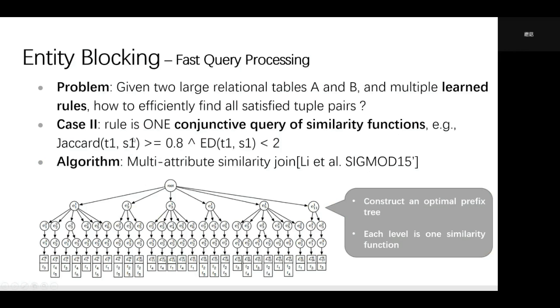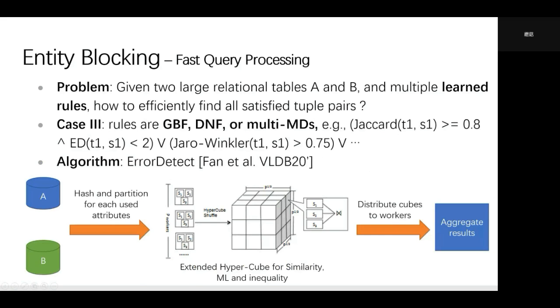The third case is that the rules are more complex, such as GBF, DNF, or matching dependencies. Then we can use the error detection methods, which is a VLDB paper. The highlight idea is to extend the hypercube such that if two tuples are matched, they should be placed in at least one cube, and then we distribute these cubes to workers, and each worker independently handles them.